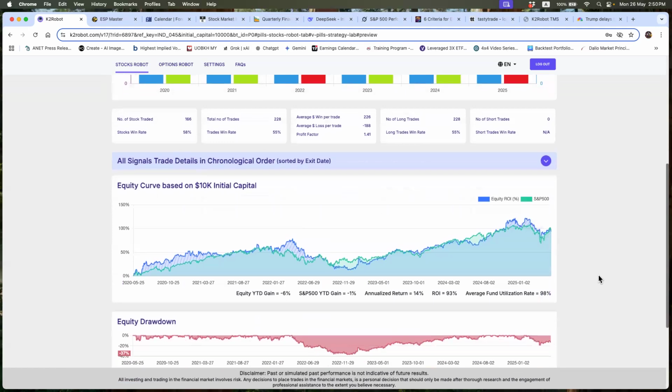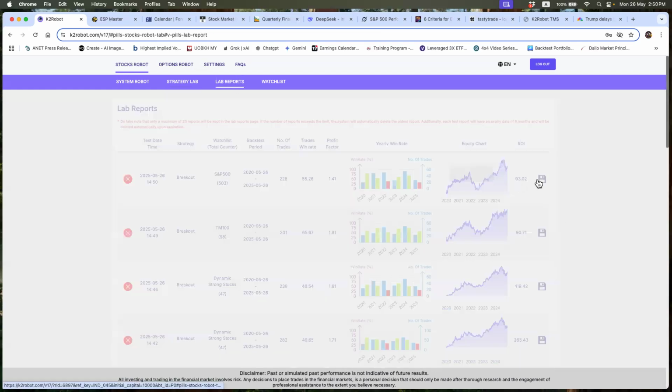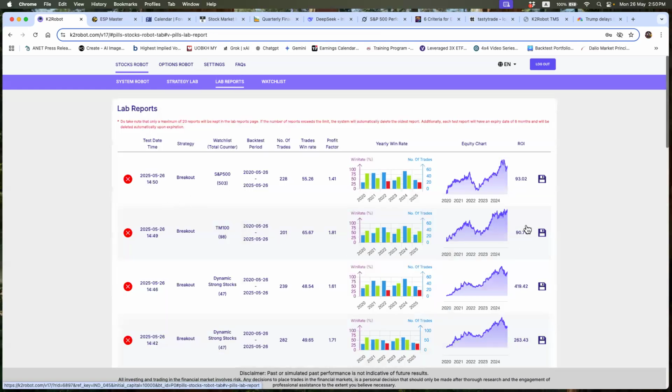So what does it mean? The same strategy, if you run it on different watch lists, lists of stocks, the performance differs greatly. But at least if you run on S&P 500, guys, you can see it's a 100% return. But not for the TM100. Just now was only 50% return. We can see it from the lab reports, the last three. There you go. Oh, close to 100, sorry, 90%.